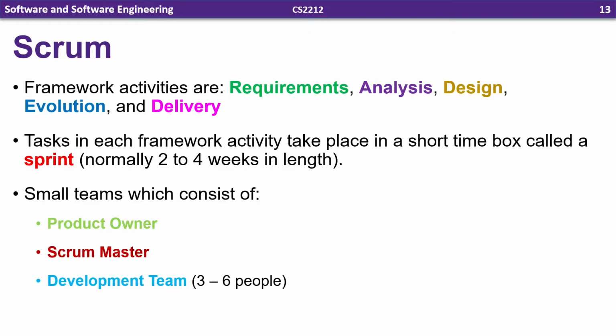So communication, the pure focus is on requirements gathering. And for example, construction, we could call it evolution because we're trying to evolve a prototype to get more complex and more complete as we go on. Tasks in each framework activity take place in a short time box called a sprint, normally 2 to 4 weeks in length. And the Scrum team consists of a few specific members.